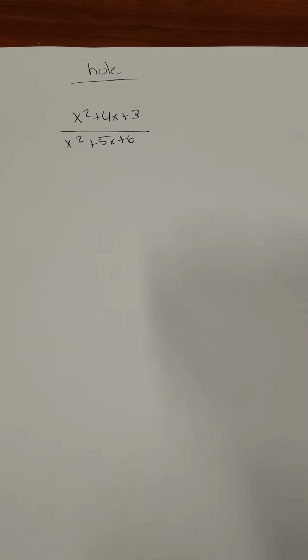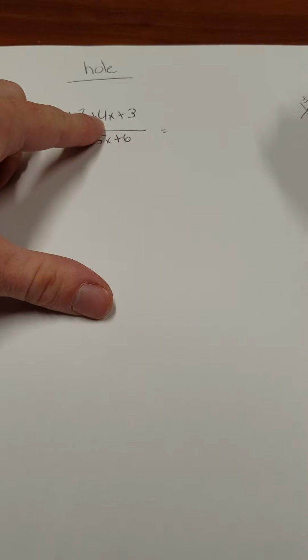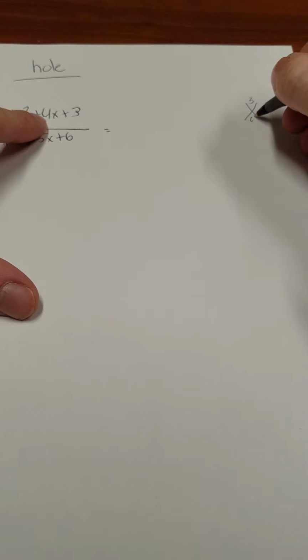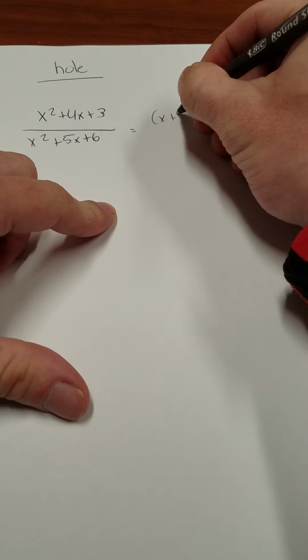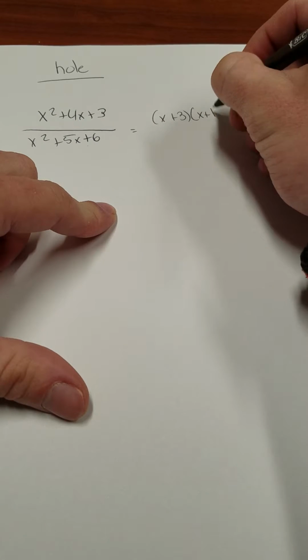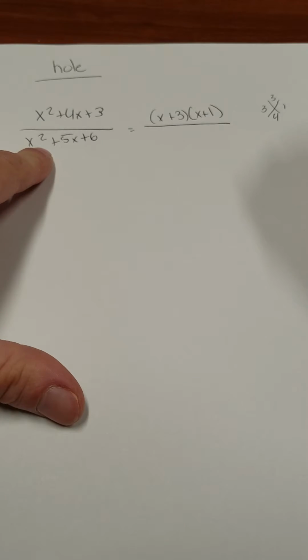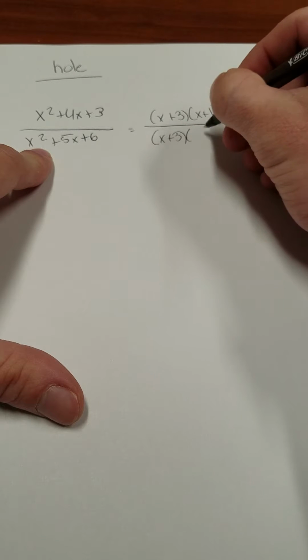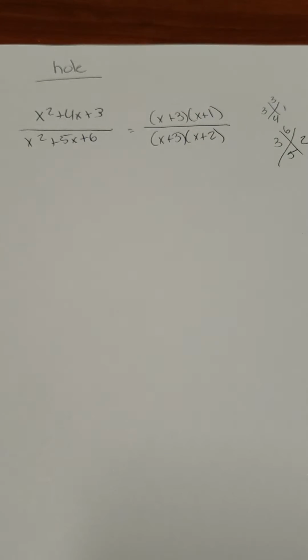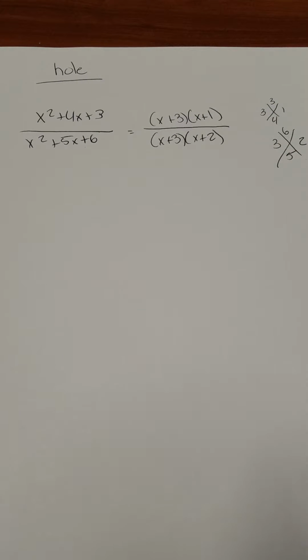So the first thing we're going to do is factor this. So something that multiplies to give 3 and adds to give 4. That's going to be 3 and 1. So we factor it as x plus 3, x plus 1. On the bottom, something that multiplies to give 6, adds to give 5. Well, that's going to be 3 and 2. x plus 3, x plus 2. All right, so we factored. That's always going to be step 1.